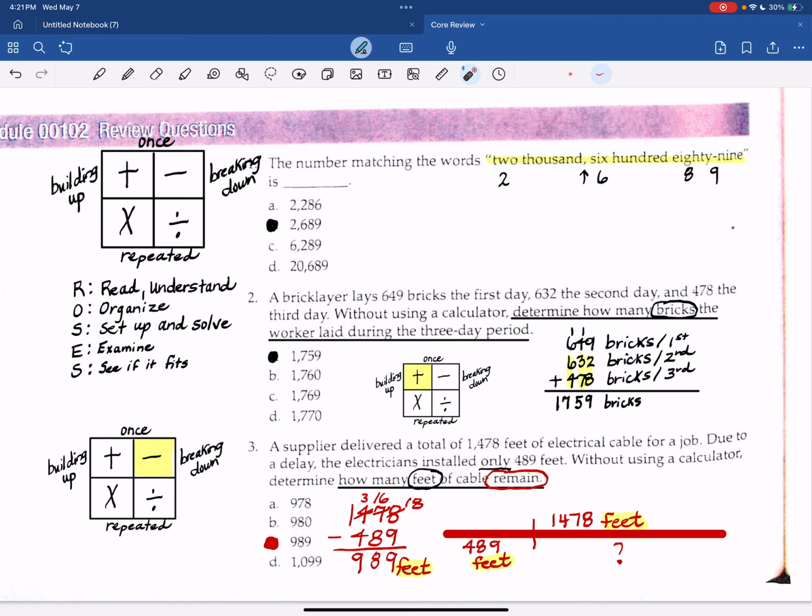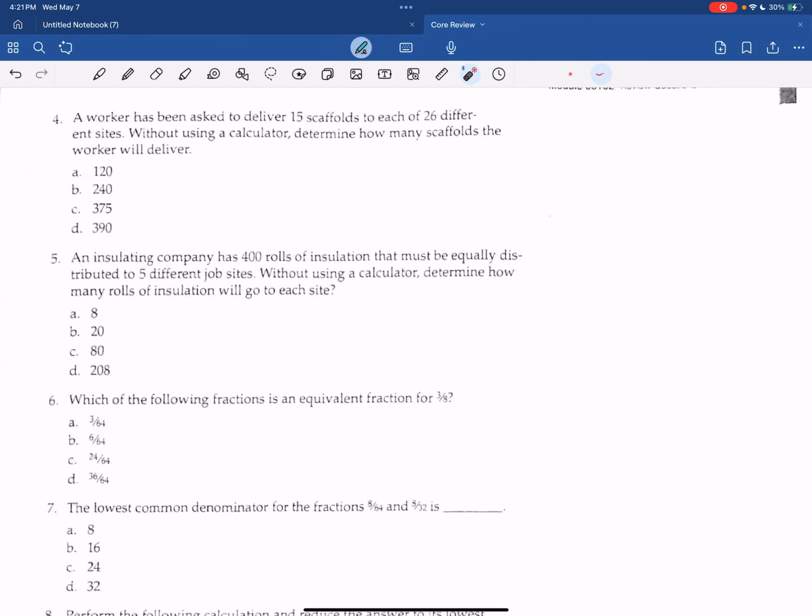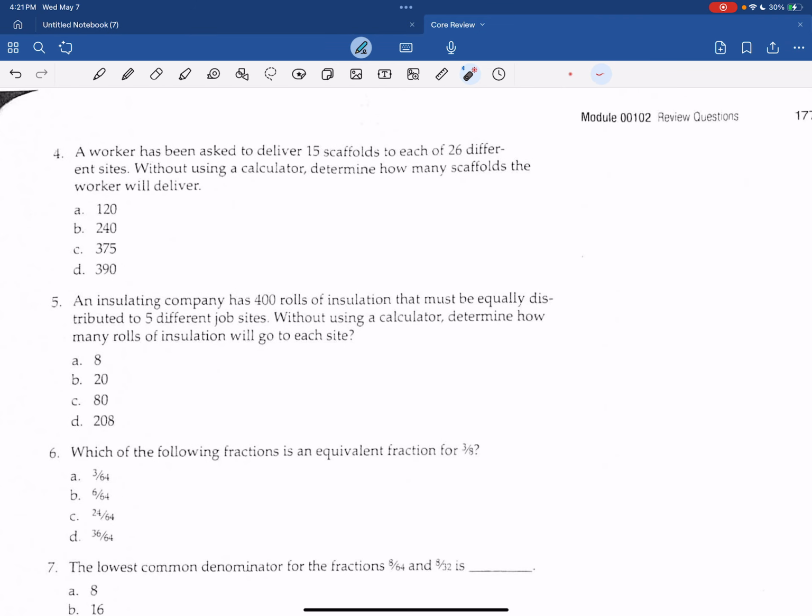All right. Let's move on to the next page. Problem number 4. A worker has been asked to deliver 15 scaffolds to each of 26 different sites. Without using a calculator, determine how many scaffolds the worker will deliver. So we are looking for how many scaffolds. The answer will be in terms of scaffolds. So let's organize. We know that we have the number 15 with scaffolds and 26 with sites.